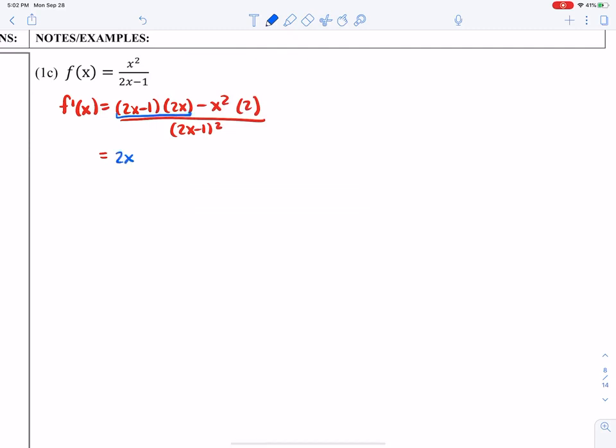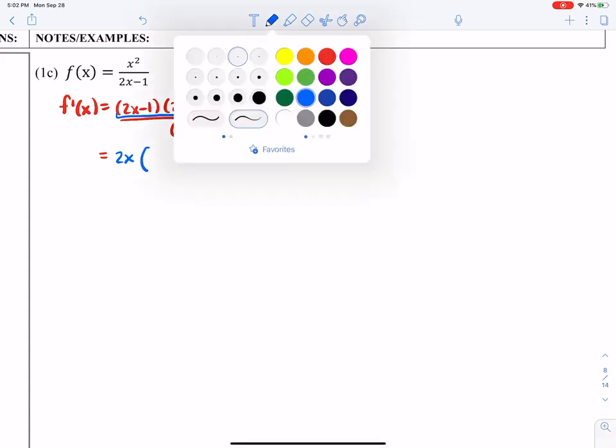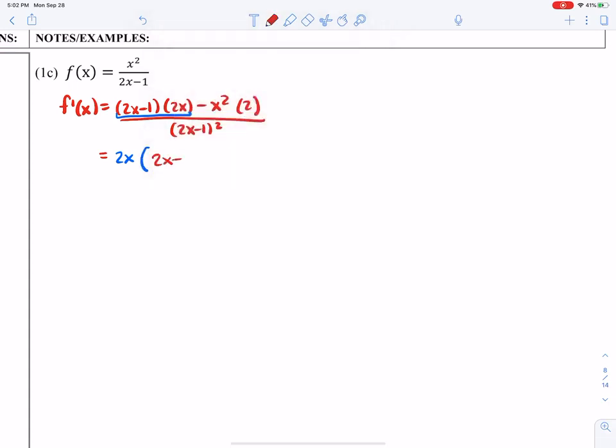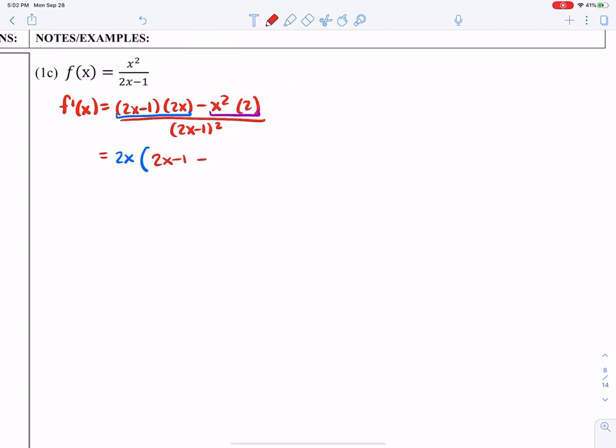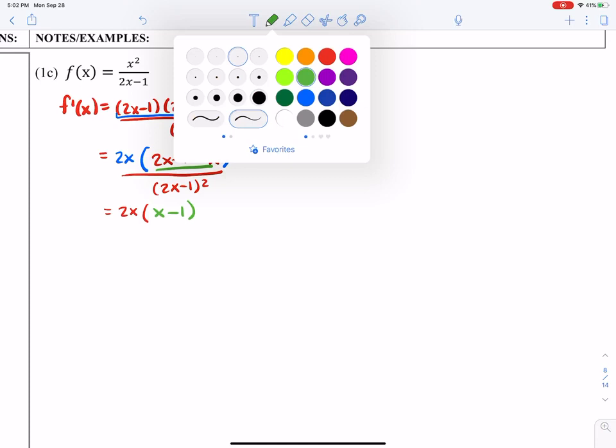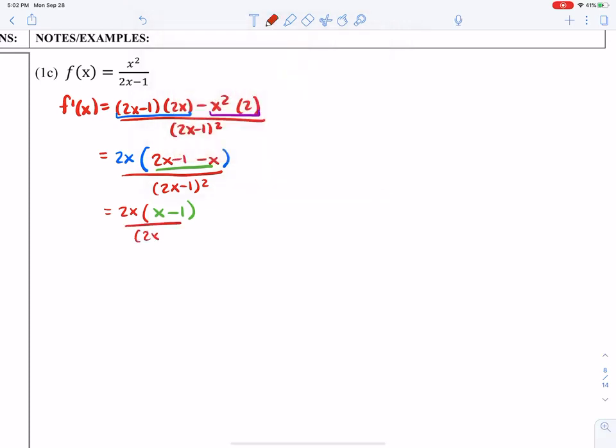So I'm going to take out a 2x from this term, and that will leave me with 2x minus 1. And then I'm going to take out a 2x from this term, and that should leave me with just minus x. In the denominator, we'll still have 2x minus 1 squared. For a final simplified answer of 2x, and then I can simplify this stuff in here, 2x minus x will just be x minus 1. And then in the denominator, 2x minus 1 squared.